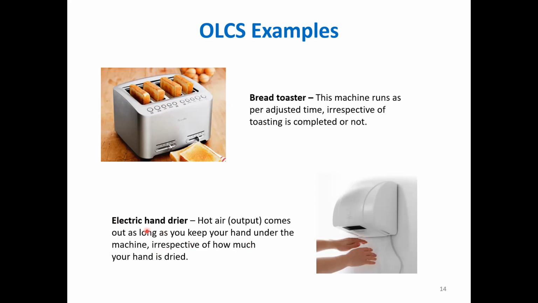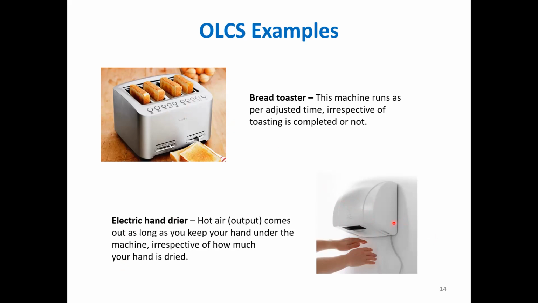Another one is the electric hand dryer. If you put a wet hand under the dryer, then the hot air will come for a certain time, not the whole time. So the electric hand dryer is another example of an open loop control system.